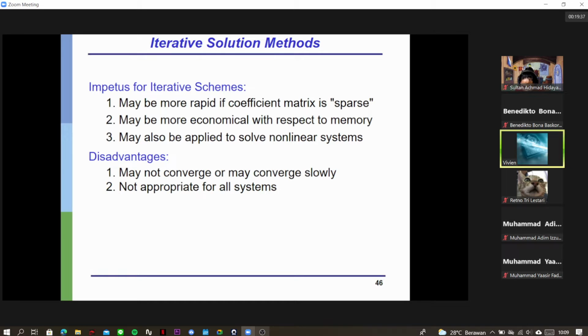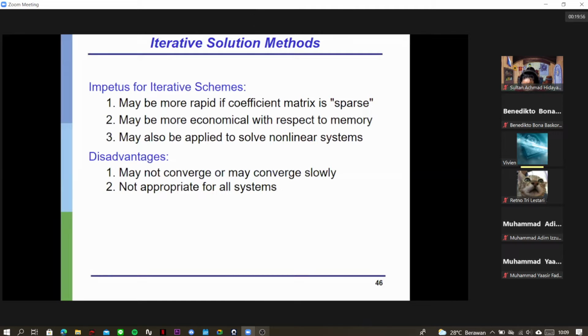What is sparse? Terjemahan sparse apa? Jarang mungkin. Ya. Betul, ya betul. Jadi terjemahan dari sparse itu jarang.